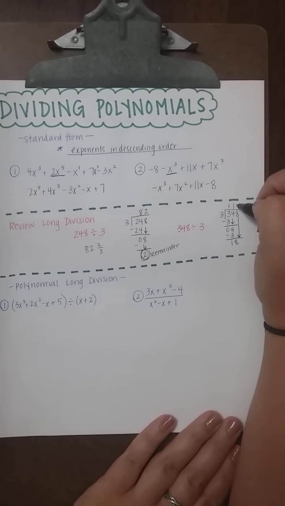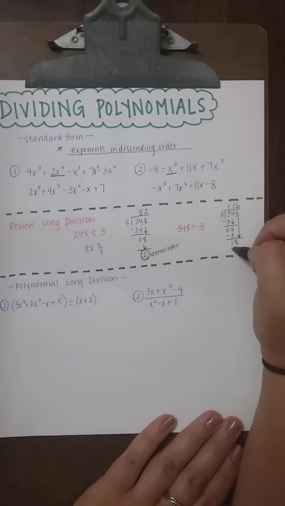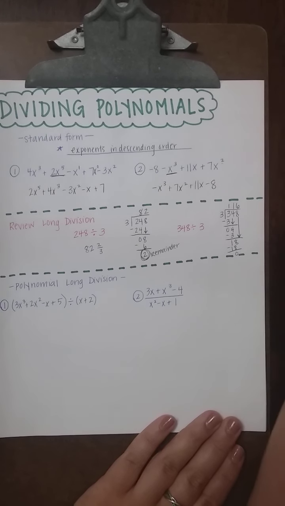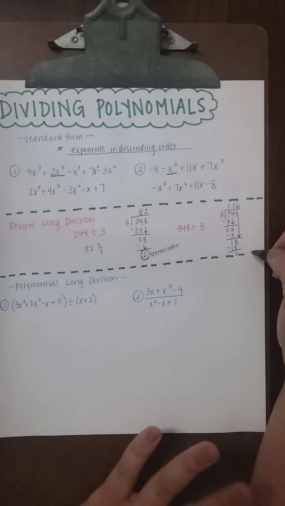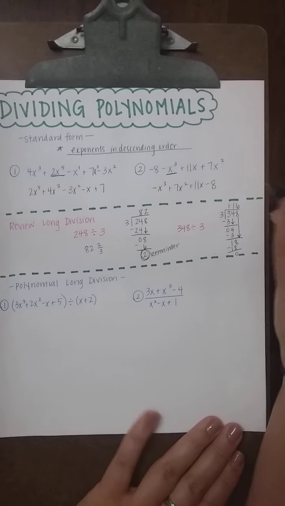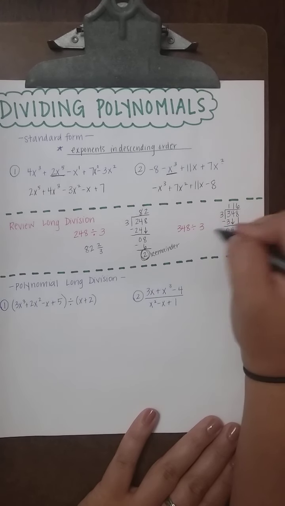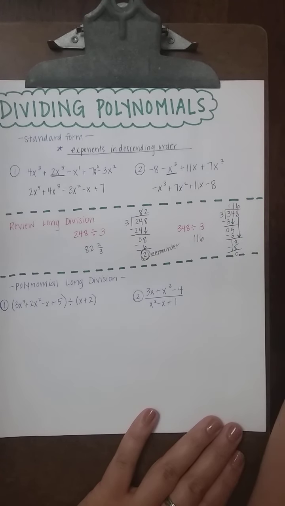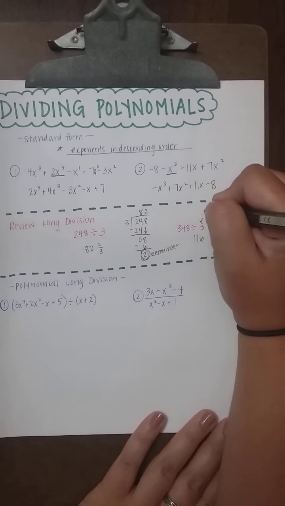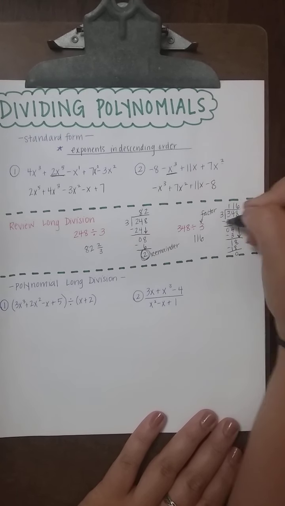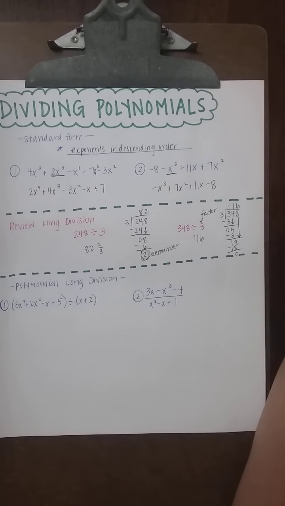And then 3 goes into 18 6 times. Well, 6 times 3 is 18, and if I subtract, I get 0. So now for this one, I have a remainder of 0, or no remainder, because it's just 0. So that means my answer, 348 divided by 3, is 116 even. Now, because I have no remainder, nothing left over, that tells me that 3 goes into 348 evenly, which means 3 is what we call a factor of 348 because it goes in there evenly.